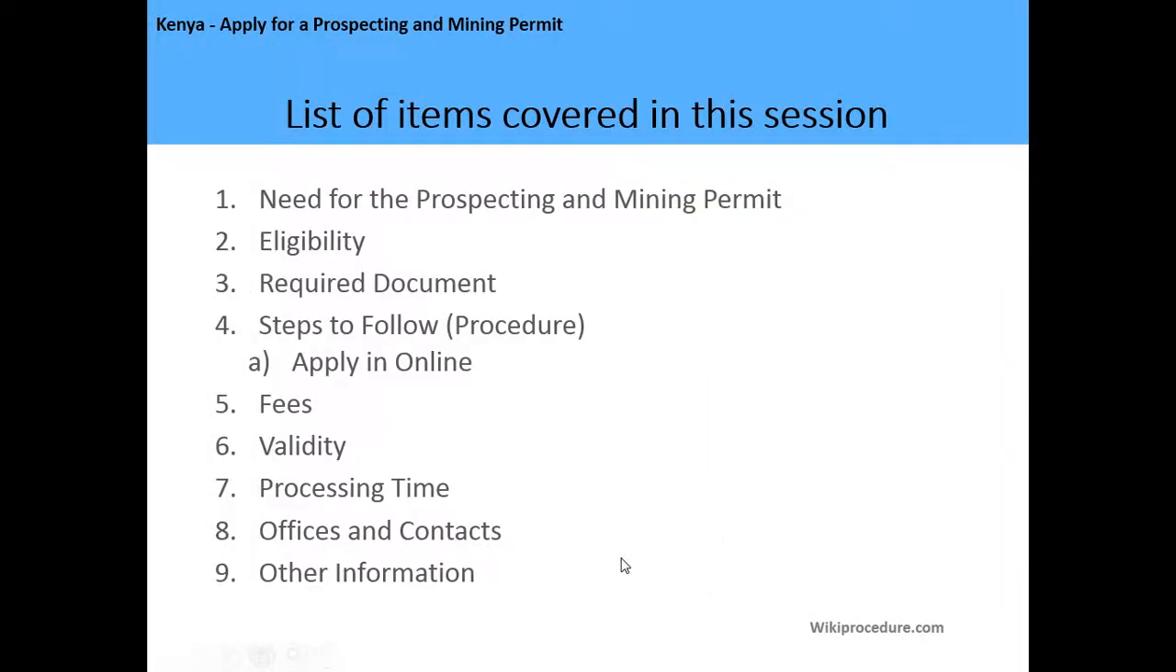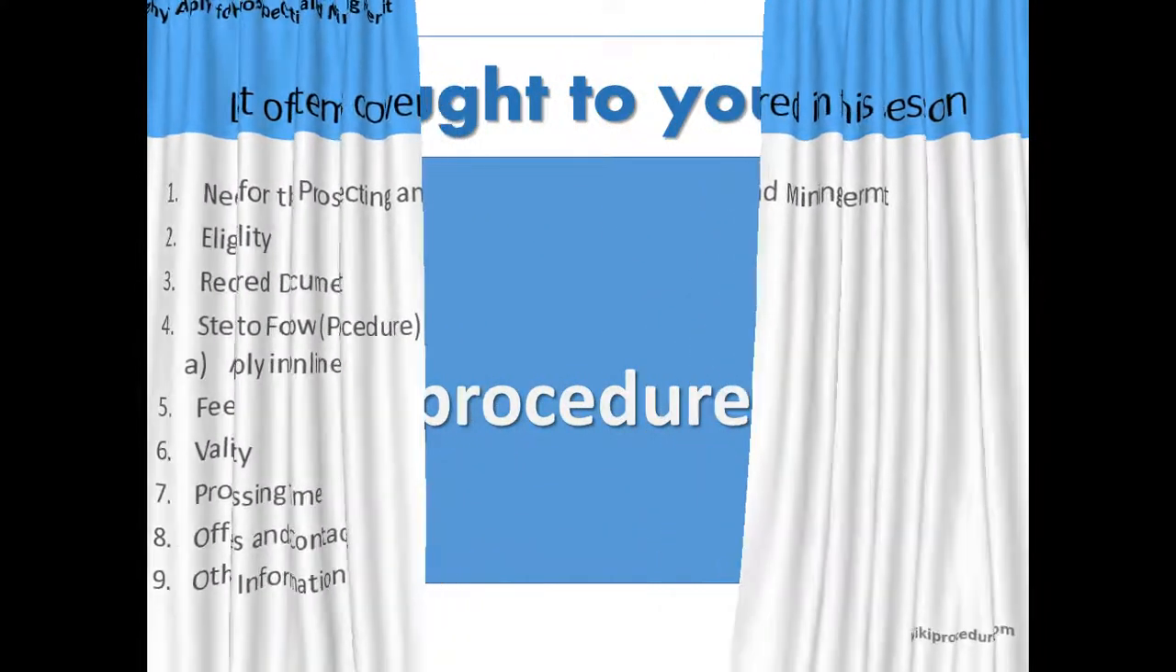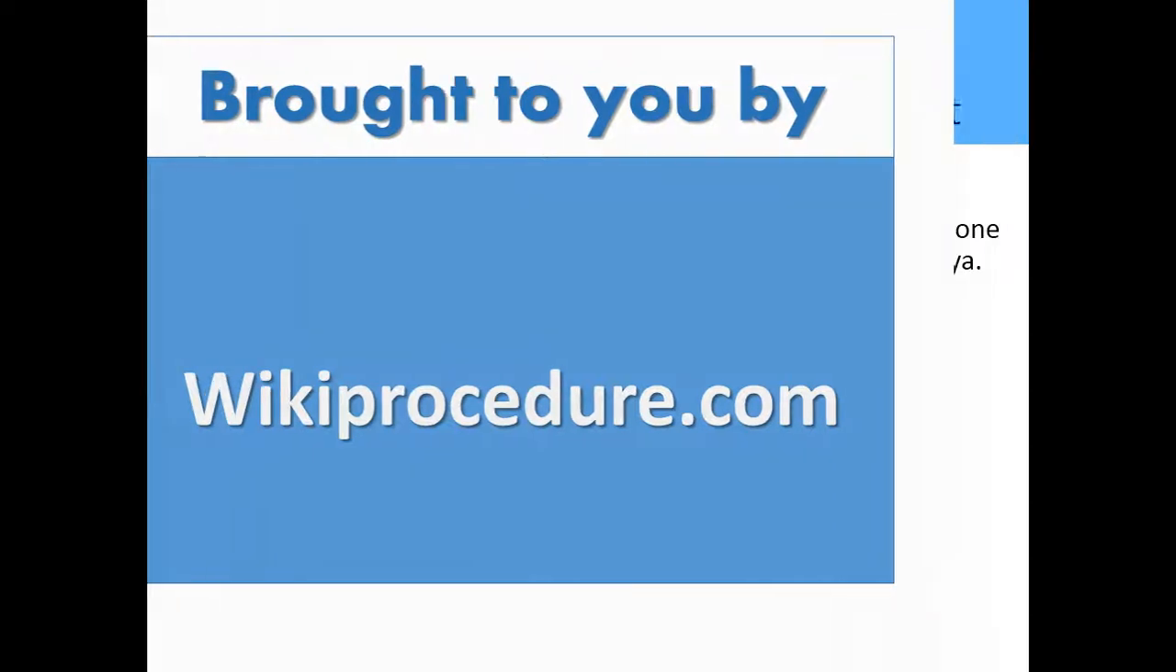The list of items which we are going to cover in this session include the need for the prospecting and mining permit, the eligibility criteria, required documents, steps to follow in making the application, the fees, validity period, processing time, office location and contact information, and any other information that we may find relevant on how to apply for the prospecting and mining permit in Kenya. So welcome to our presentation today, which is brought to you by wikiprocedure.com.